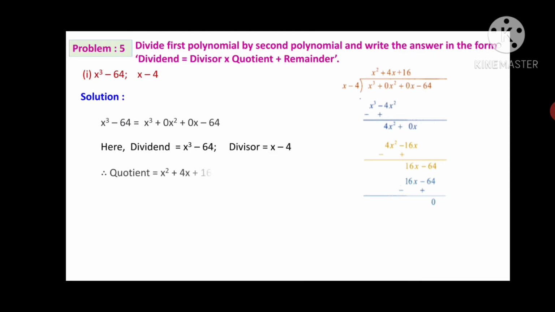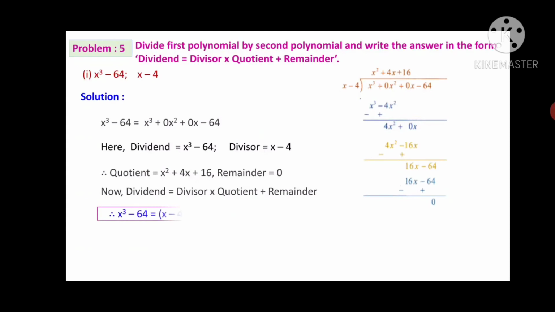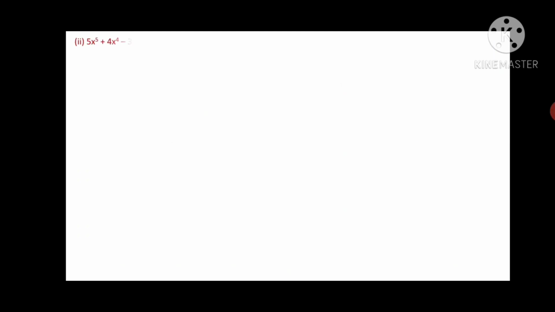So friends, here you will get that the quotient is equal to x square plus 4x plus 16 and remainder is equal to 0. And now dividend is equal to divisor into quotient plus remainder, this is the formula. So you put the values, therefore you can write x cube minus 64 is equal to x minus 4 in one bracket, which is the divisor, and x square plus 4x plus 16 as a quotient plus remainder is 0. Let us consider one more problem.